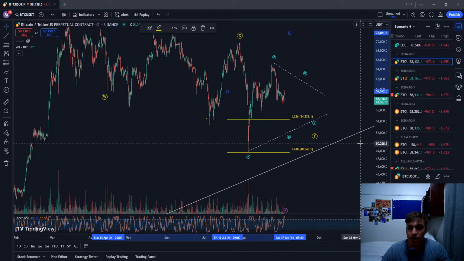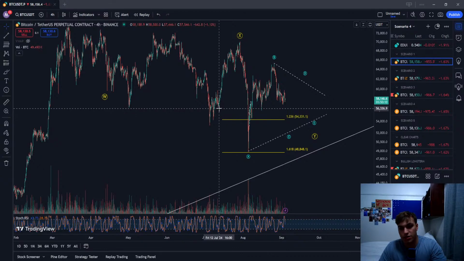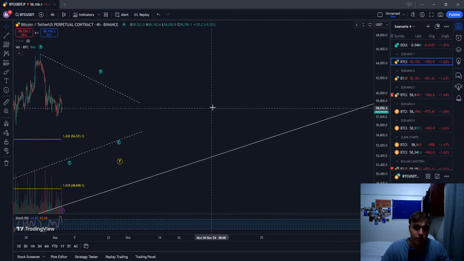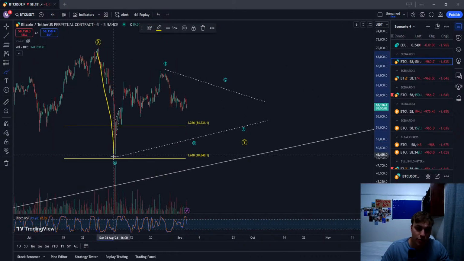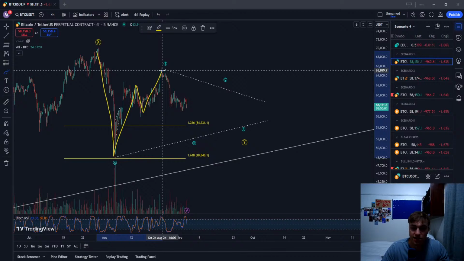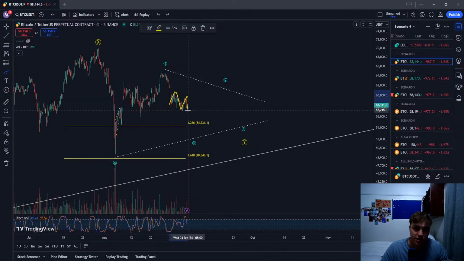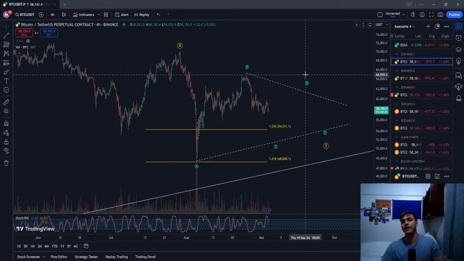Very interesting. So that is the main scenario. If this is a 3-wave structure to the downside, we have a triangle. So this would be a 3-wave structure, an A, B, C. Now we're looking for an A possible. Imagine A, B, C. Imagine, yeah, D, E down. That would be very interesting. Okay, I'm going to show you that as well.